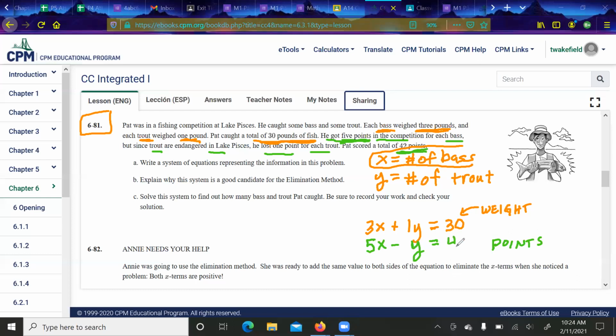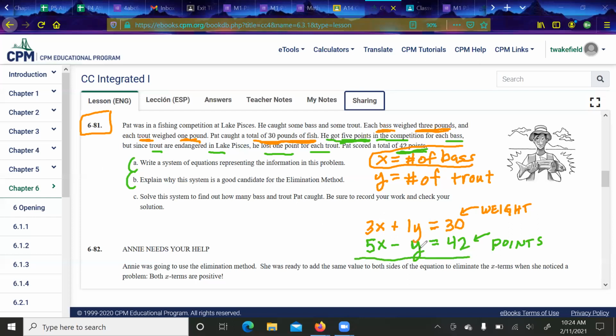42. Okay. So you see how easy it is, you guys, to come up with the equations, even though this is a word problem. Don't be scared. It's pretty easy to come up with the equations because you put all the weight together and then all the points together, right? Can we use the elimination method now to solve this, which would be part B here? So we did part A.